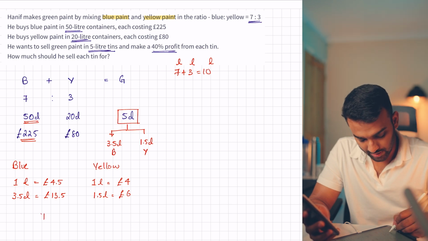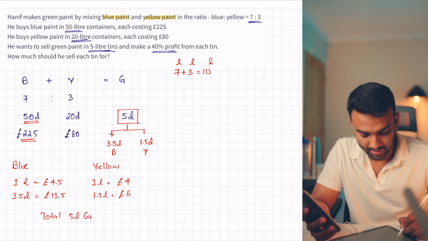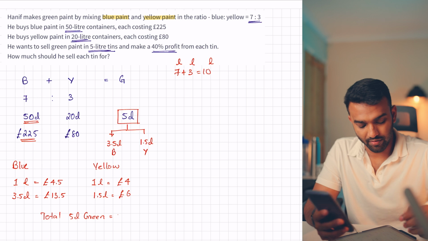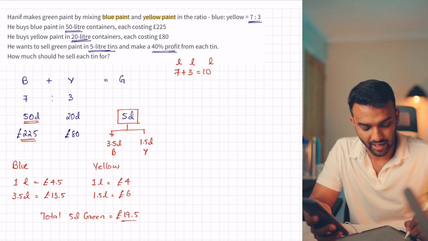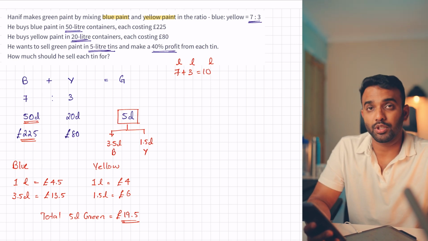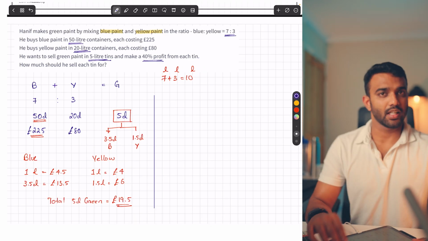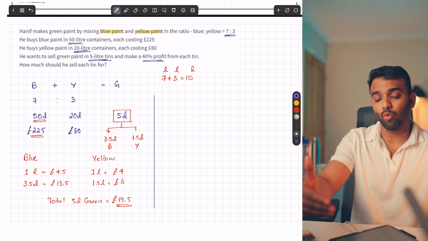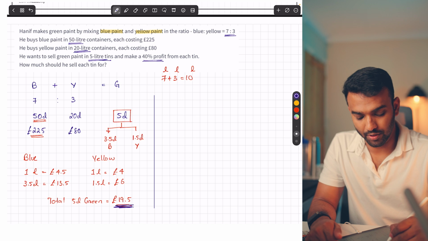So total for 5-liter green, it's going to cost him 13.5 plus 6, which is £19.50. That's the cost of making it. Now he wants to add 40% profit. So now this question takes a little bit of a turn. We already know the percentage profit. So this here is the cost of making the goods, right?